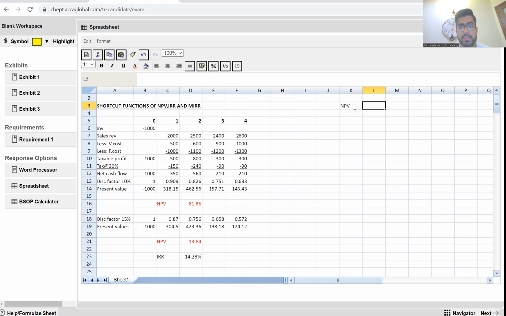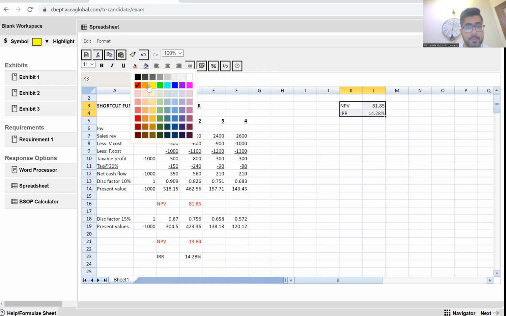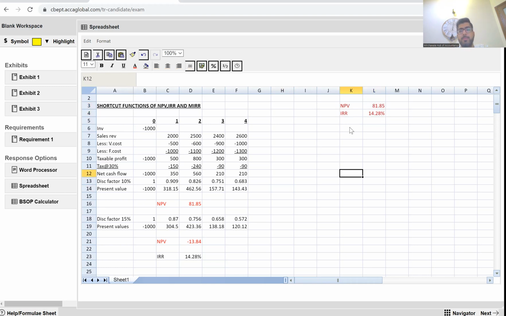The NPV answer you got, it's 81.85. And the IRR answer you got, it's 14.28%. And again, I'm saying this is your traditional practice, that you got an NPV and you got an IRR. If you do like this in the exam, you will gain the NPV and IRR marks, but you will lose the 6 professional marks because you are not acting professionally.